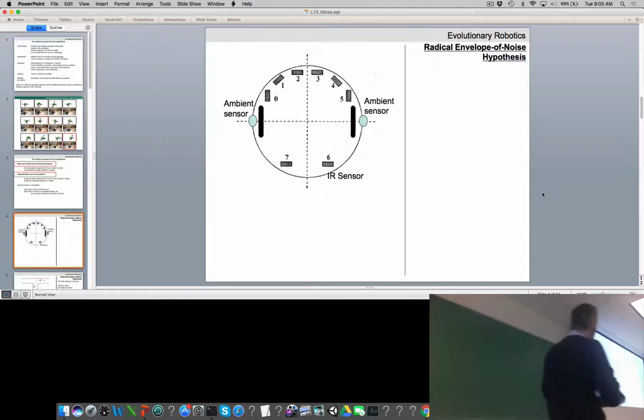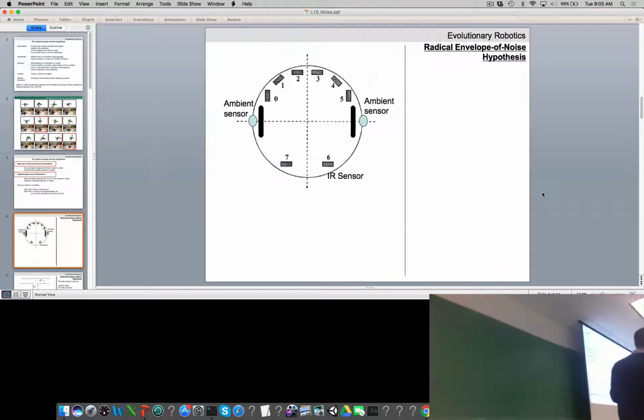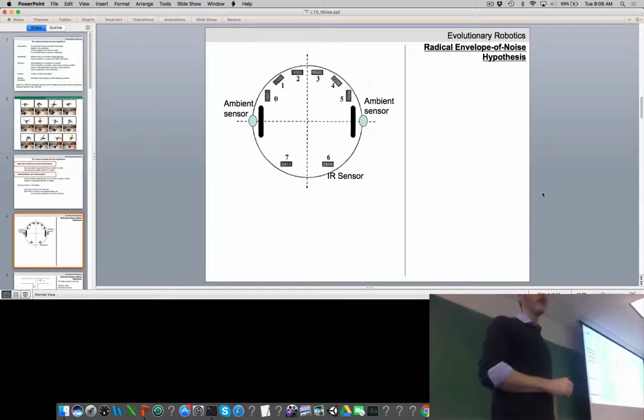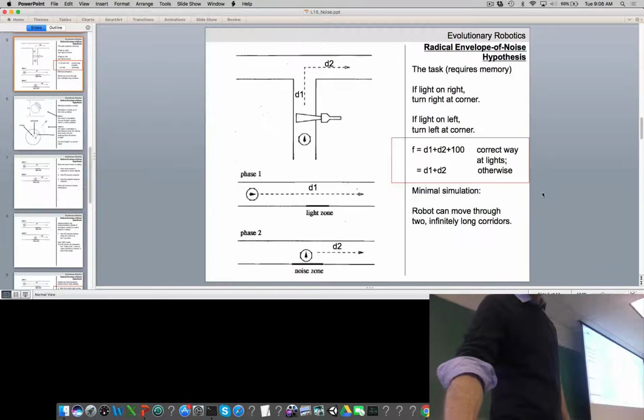Okay. This robot should look pretty familiar to you. They use the Khepera robot, so we've got our two wheels here. We've got 1, 2, 3, 4, 5, 6, 7, 8 infrared sensors. Infrared sensors give distance information, so you can think of these as these 8 rays emanating out from the Khepera robot. And we have 2 ambient light sensors, so 2 photo sensors, one on either side of the robot. So 10 sensors, 2 motors, left and right wheel.